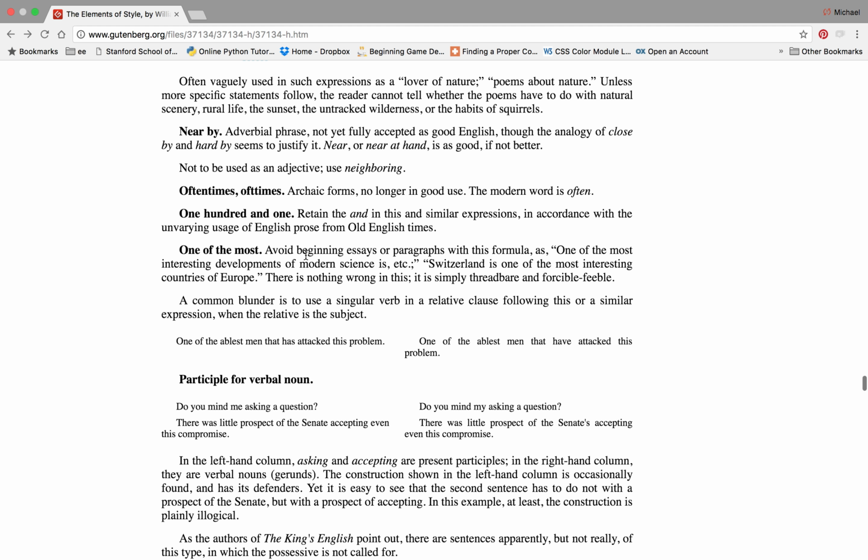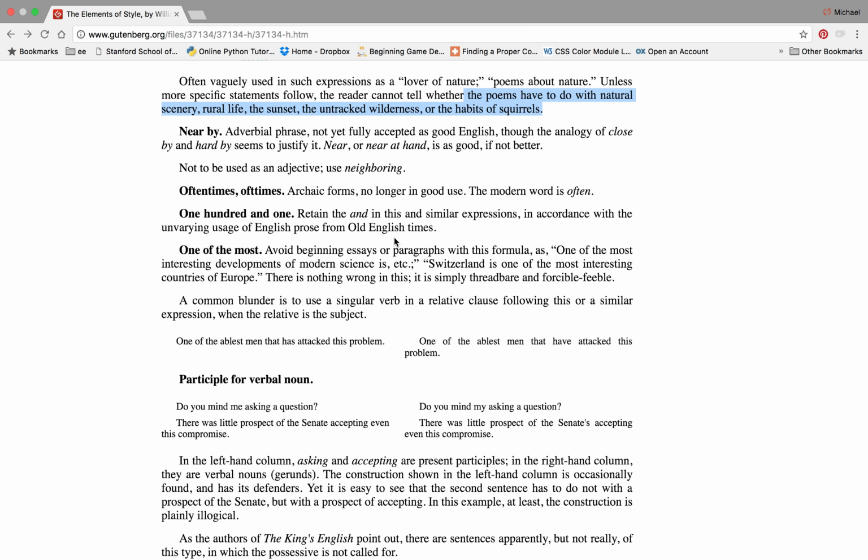Often vaguely used in such expressions as a lover of nature, poems about nature. Unless more specific statements follow, the reader cannot tell whether the poems have to do with natural scenery, rural life, the sunset, the untracked wilderness, or the habits of squirrels. Kind of hilarious. He's funny. Or the habits of squirrels? Like, what? The habits of squirrels? I mean, it's direct, but there's also a little bit of humor. He lets a little bit of humor out.